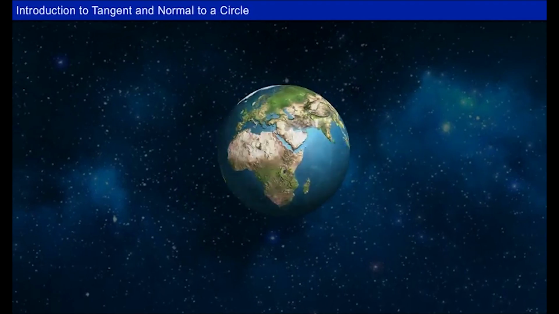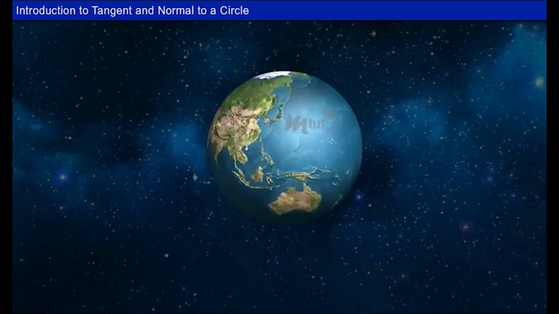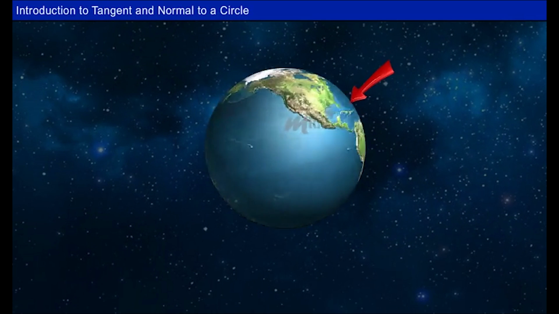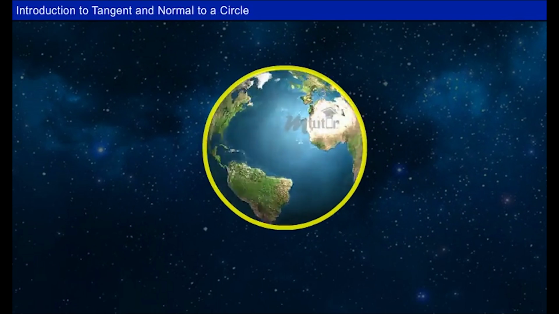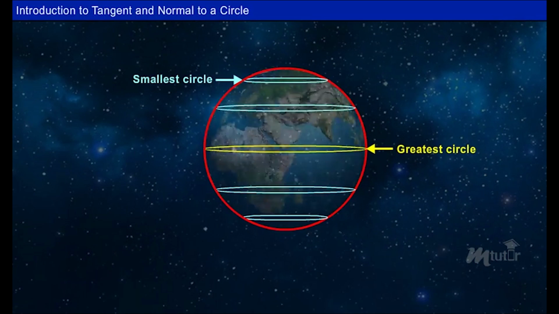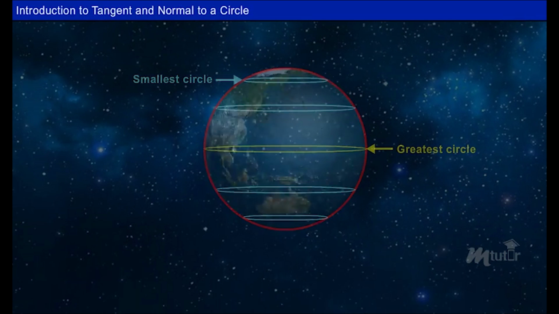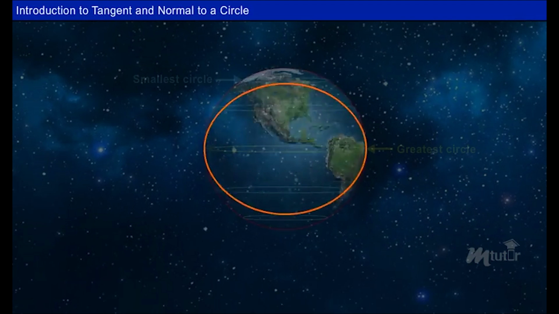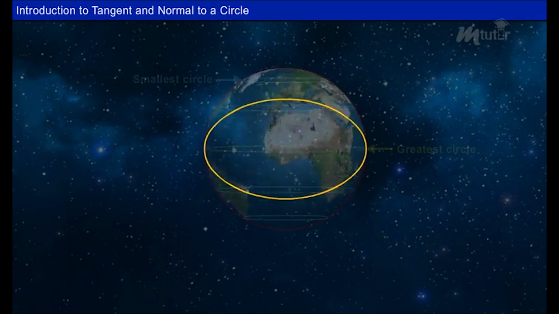We are all well aware of circles. I mentioned circles, but I am showing you a sphere, right? But I can make the sphere into a circle. We can frame many circles from a sphere. Now, I consider a circle which has the highest circumference of the globe.